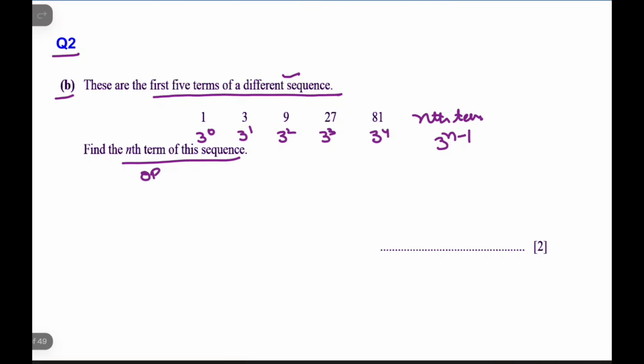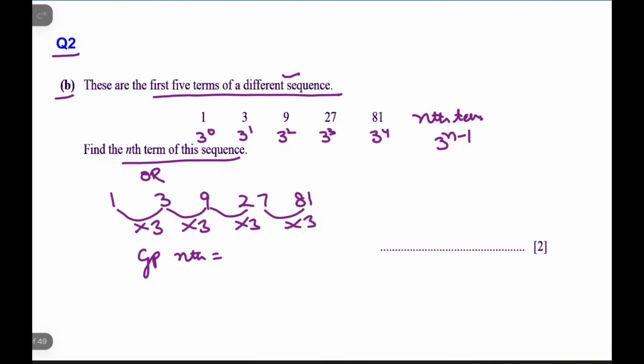Or you can do it like this also. We have 1, 3, 9, 27, 81. This is multiplied by 3, multiplied by 3. So this is a GP series. The nth term will be given by the first term times the common ratio to the power n minus 1, that is 3 power n minus 1. So this will be 3 power n minus 1. So you can do it either way.